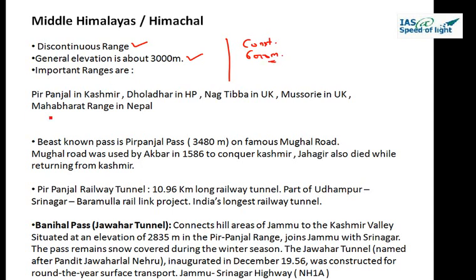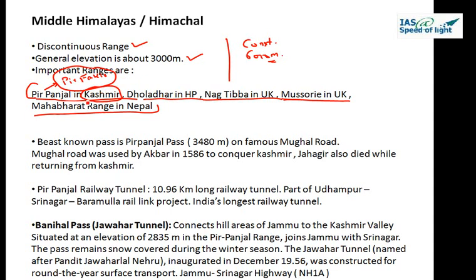Some important ranges are Pir Panjal in Kashmir, Dholadhar in Himachal Pradesh, Nag Tibba in Uttarakhand, Mussoorie in Uttarakhand, and Mahabharat range in Nepal. So these are some of the important ranges in the Middle Himalayas. For Pir Panjal, we can get a picture of Pir Fakir, the saints. We know that Kashmir is a hilly region, there are Himalayas, mountains, and Pir Fakir like to go to the mountains to worship or to pray.